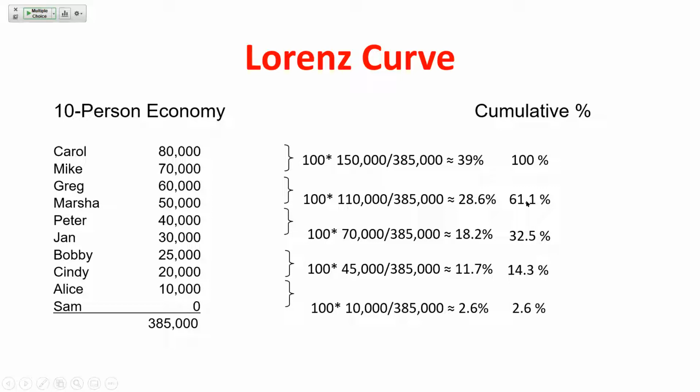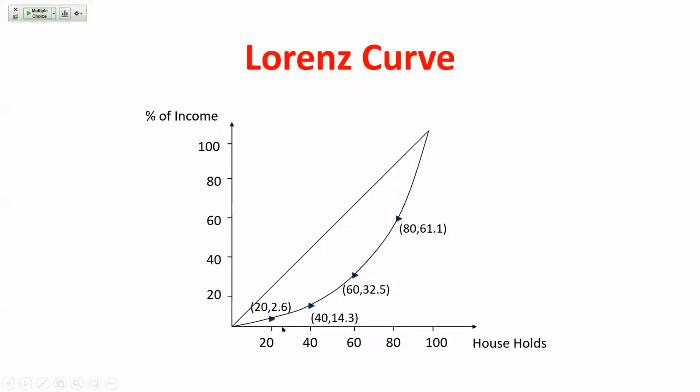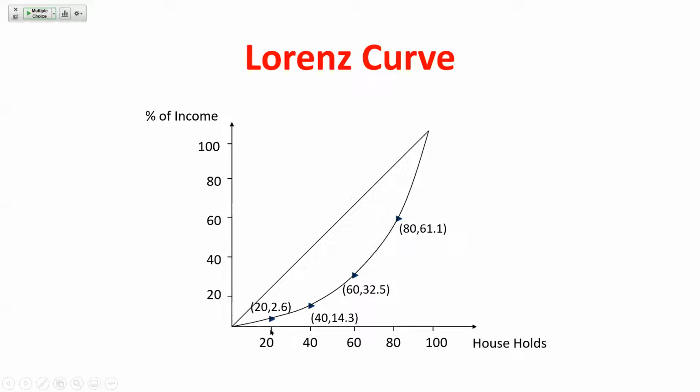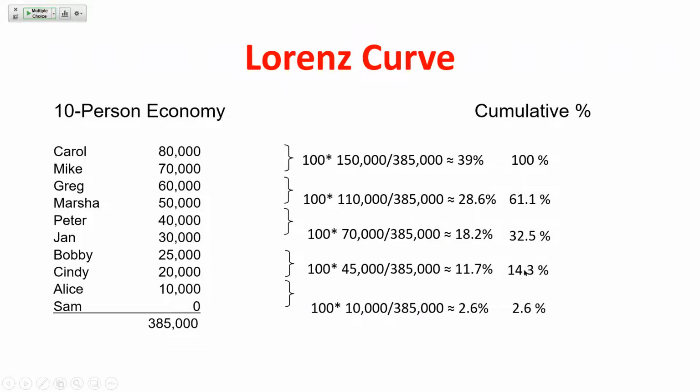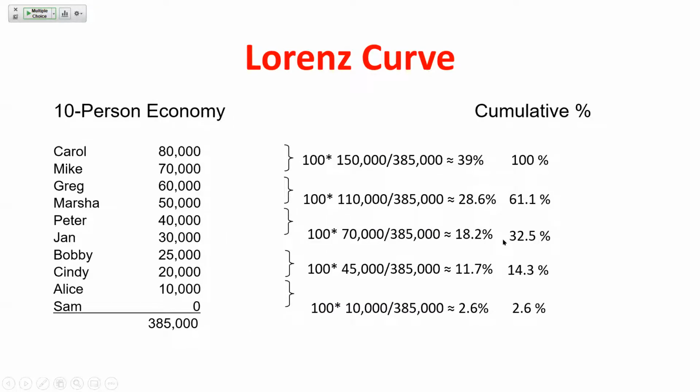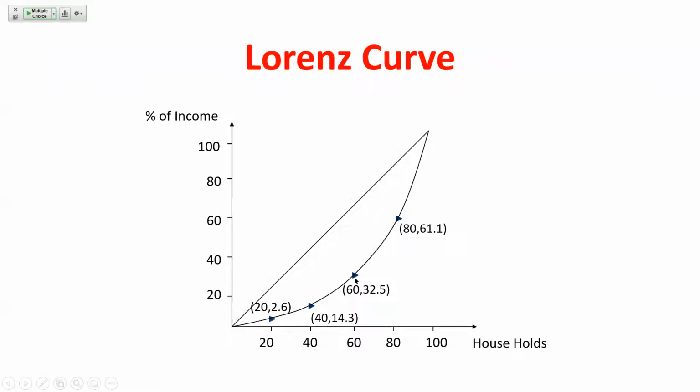Okay. So once I have these cumulative percentages, I'm just going to plot them out on a graph, right? So here, the bottom 20% own 2.6% of the wealth. So I plot 20, bottom 20%, Y value, percent of the wealth or income they own, 2.6. Bottom 40% own 14.3. So bottom 40%, 14.3. Bottom 60 had 32.5. So 60, 32.5, so on and so forth, right? So I then drew out and connected these points.